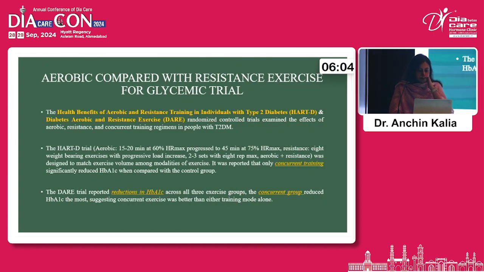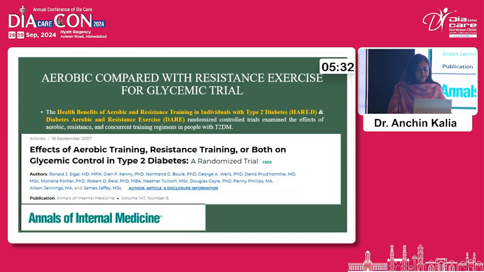So there were these two trials which compared aerobic exercise versus resistance exercise for glycemic control, the HART-D trial and the DARE trial, and it was seen that concurrent training efficiently reduced the HbA1c as compared to either of the control groups. So resistance training and aerobic training put together would have a much better reduction in HbA1c, improvement in physical activities and other modalities of diabetes. So this was the HART-D and the DARE trial.